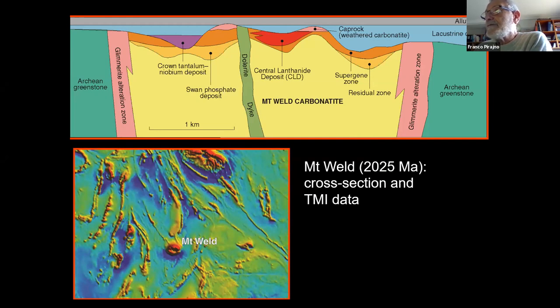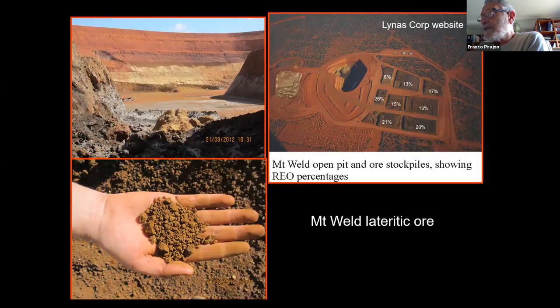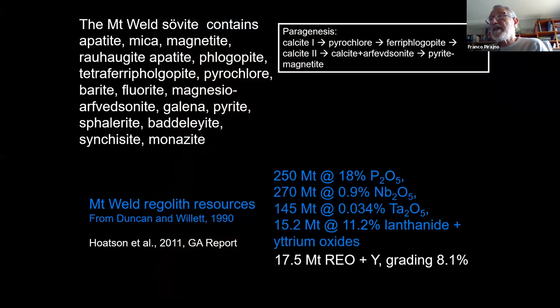This is a cross section. And Mount Weld, as you know, is mostly an open pit showing lateritic ore, which sits on top of the carbonatite. So the mantle sövite, we'll come back to that in a minute, contains apatite, mica, magnetite, phlogopite, tetraferriphlogopite, pyrochlore, barite, fluorite, and so on and so on.